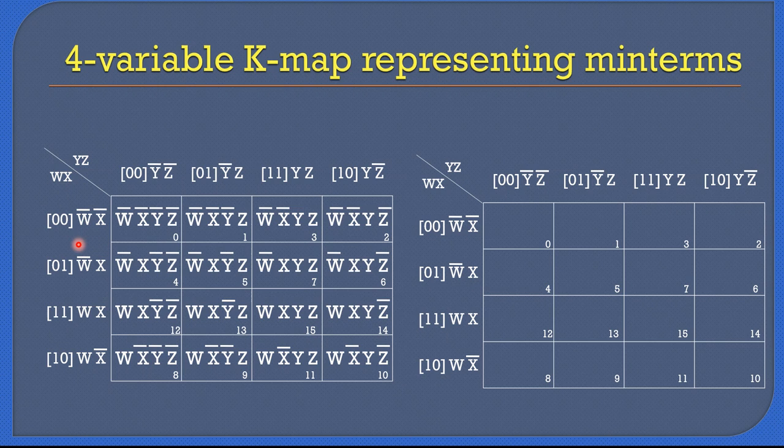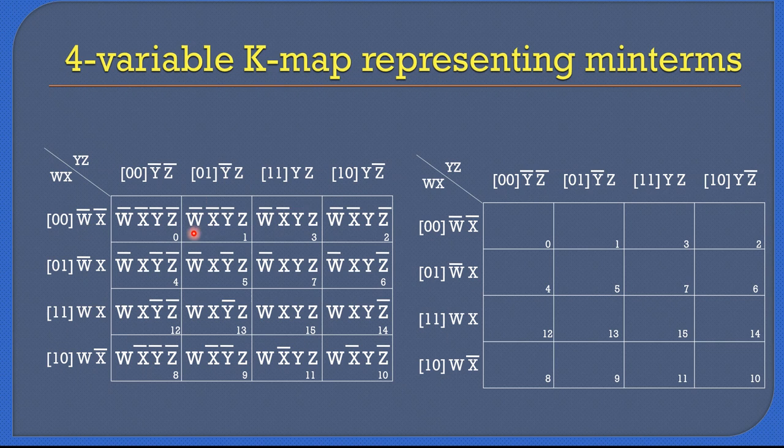Now you can see the same thing here: 0 0, 0 1, 1 1 and 1 0. We already discussed it. So you write the representation w'x', w'x, wx and wx'. This is the left-hand side. In the same way here you write 0 0, 0 1, 1 1 and 1 0: y'z', y'z, yz and yz'. After filling this, just combine both.